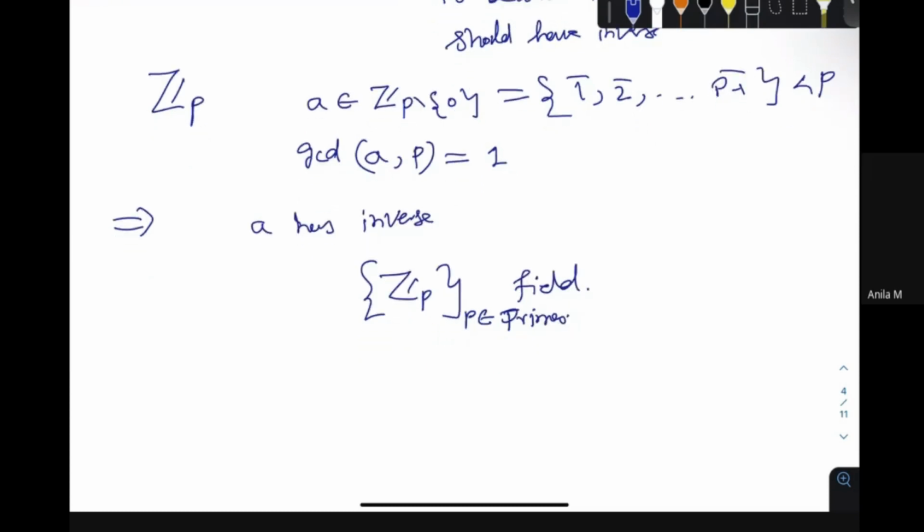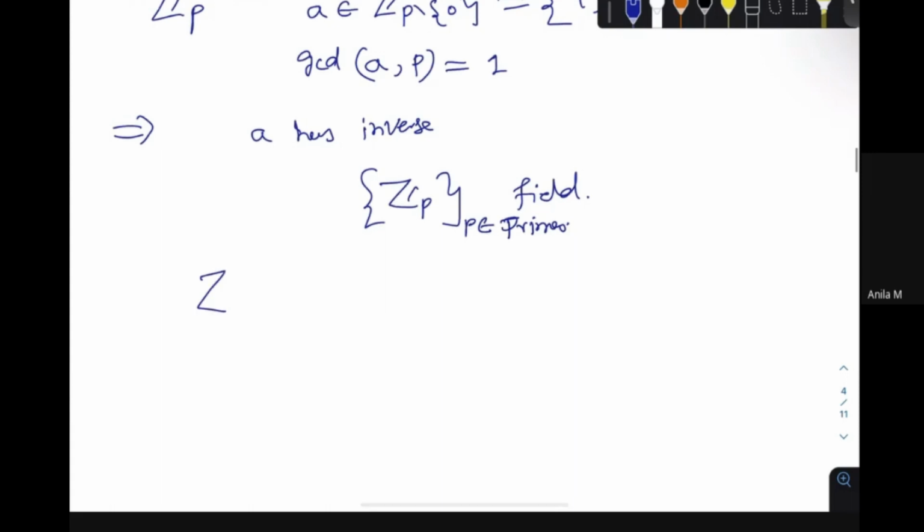Now one can ask a lot of questions. Is there only finite field ZP, or is there any finite field which is not ZP? What about ZP cross ZP, is it a field or is it not a field? Then what can we say? We can ask a lot of questions on this.